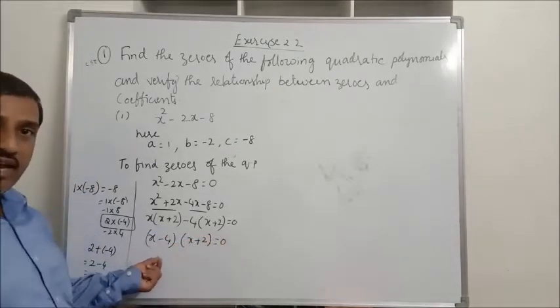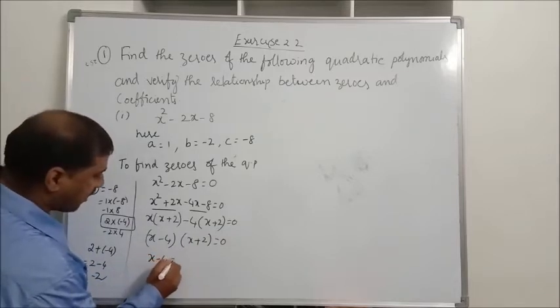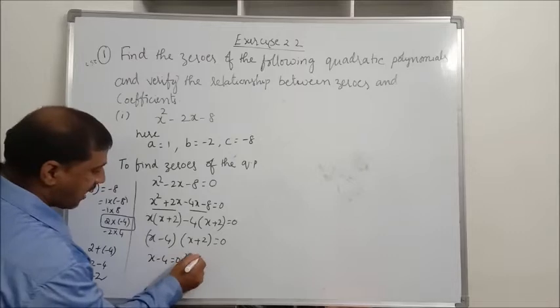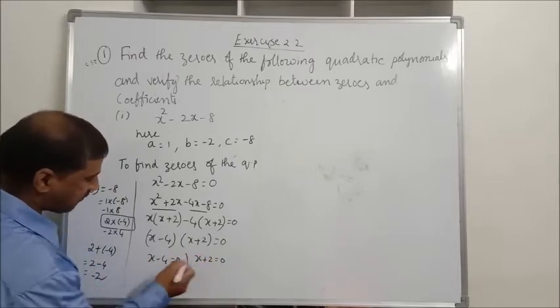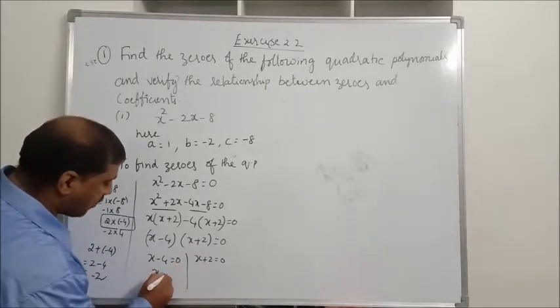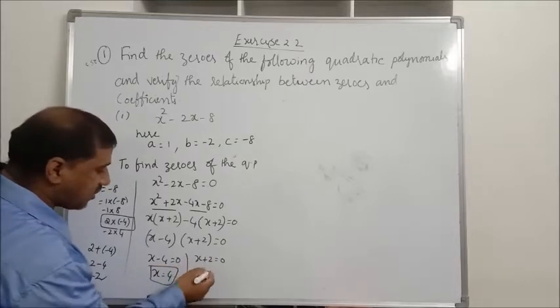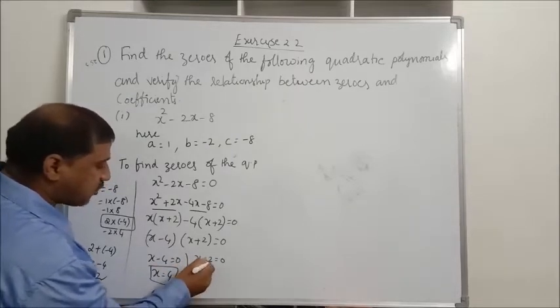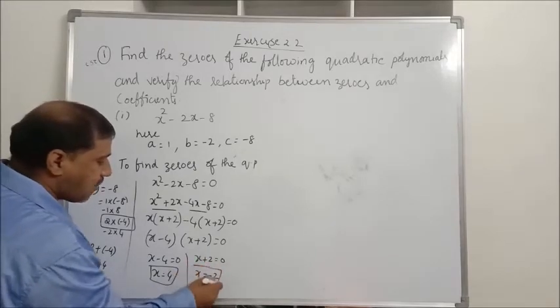Now here we got two factors. That is x minus 4 is equal to 0, or x plus 2 is equal to 0. Transposing minus 4 to that side, it becomes plus 4, and 0 plus 4 is 4. Therefore x is equal to 4. And x plus 2 is equal to 0, so transposing plus 2 to that side we get minus 2, and x is equal to minus 2.